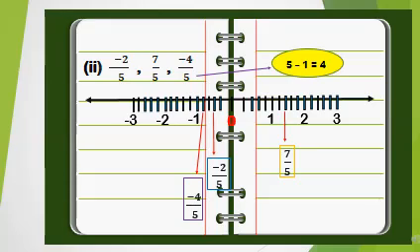Like that, we will do our last one, that is -4/5. This fraction is negative. We will plot it on the left hand side.